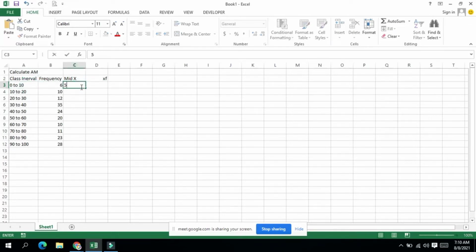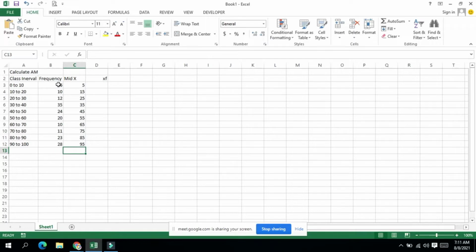5. Yes, the next one is 15, then 25, 35, 45, 55, 65, 75, 85, and 95. So we found x. Now we have to calculate summation of fx, the total of fx. For that, we have to multiply f and x.